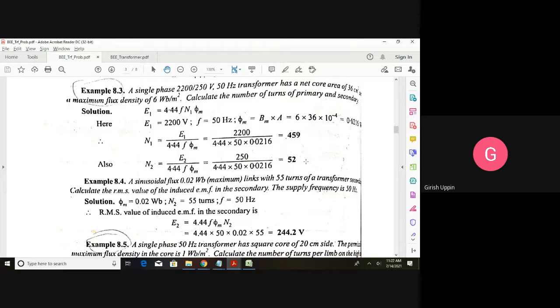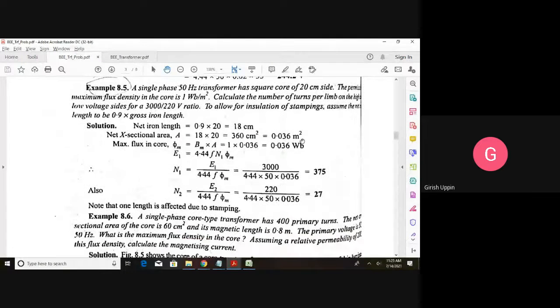What is the other way? Since we already calculated N1, we can use the voltage transformation ratio, right? E2 by E1 is equal to N2 by N1, and that is how N2 is equal to E2 by E1 into N1. That way also we can calculate. And if you get fractional numbers here, just round it to the whole number, because the number of turns will always be a whole number.